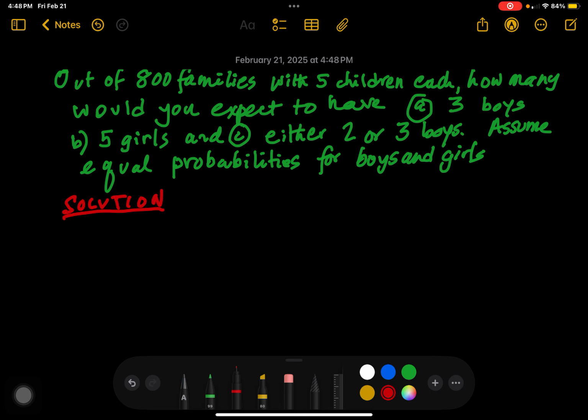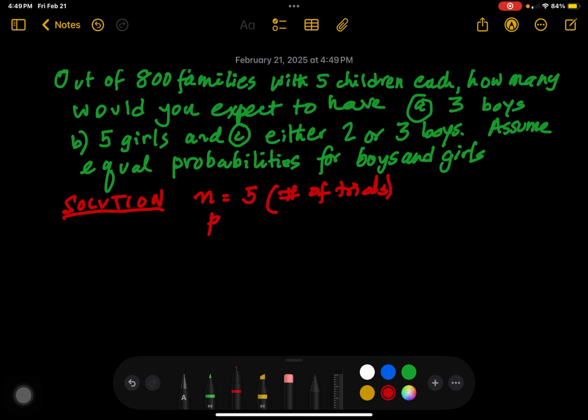They have 5 children. So the total number of children, n, the sample size, is 5. In binomial, it is called the number of trials. Why is this a binomial problem? Because either you have a boy or you have a girl. Boy is considered a success here and girl is a failure. Because there are 2 possible outcomes, this is a binomial probability. And n equals 5, because there are 5 children in each family.